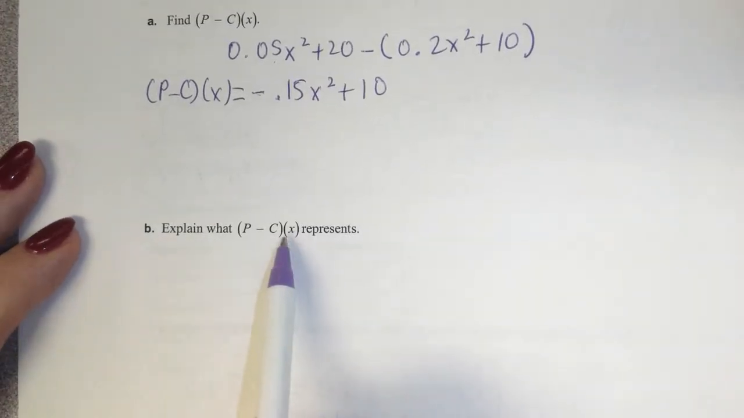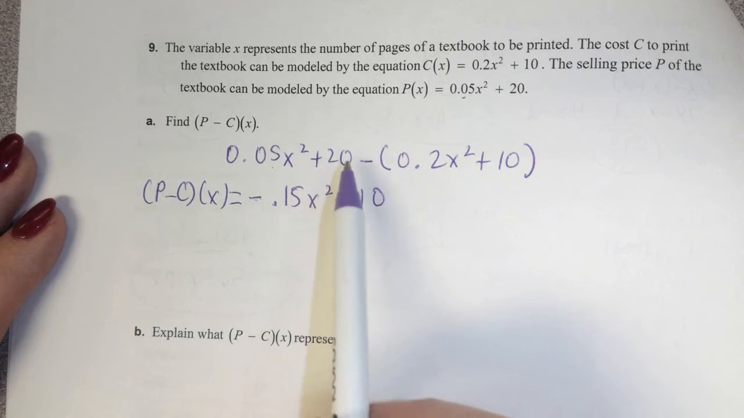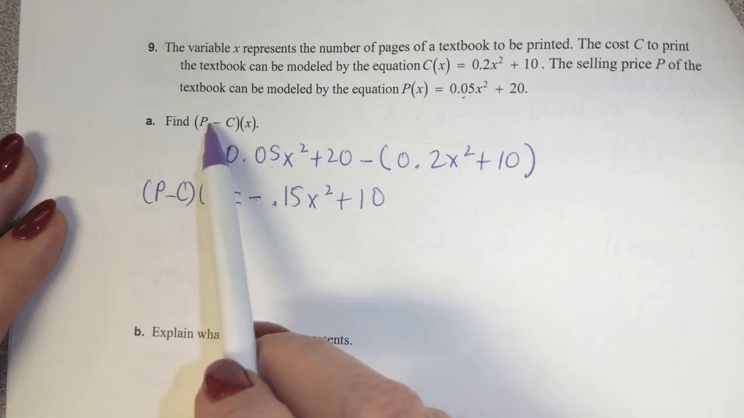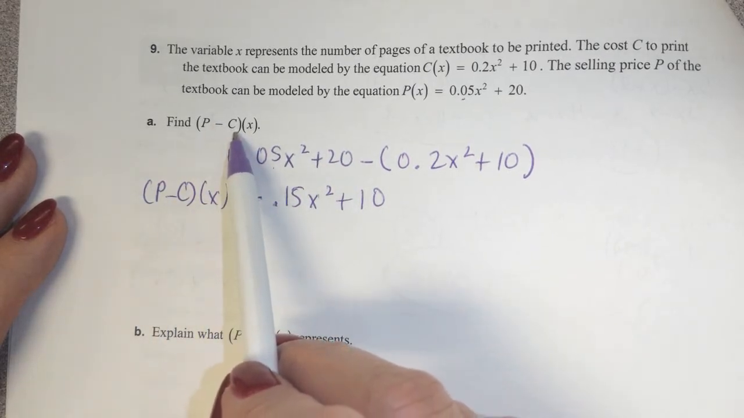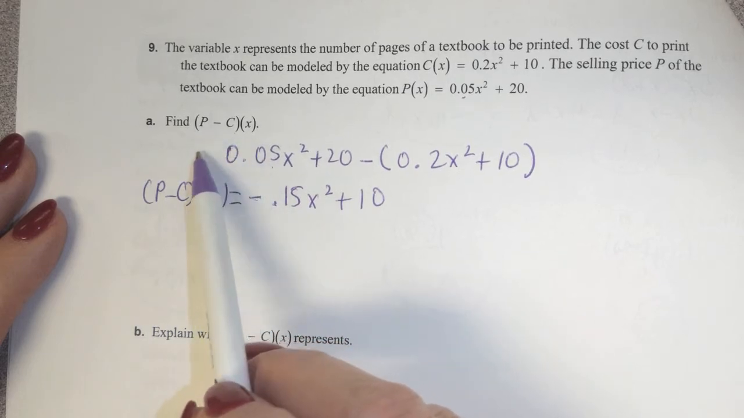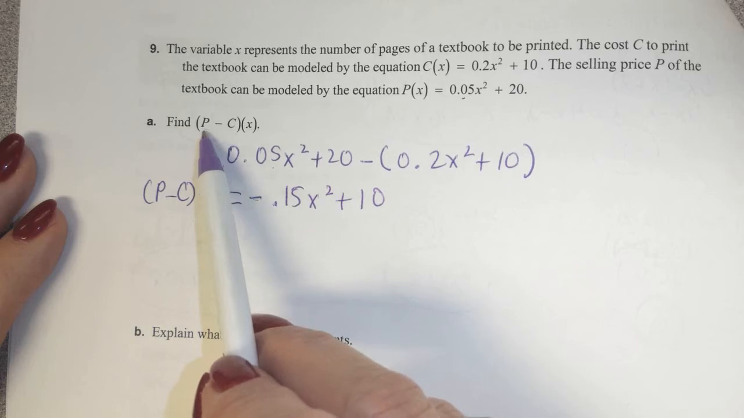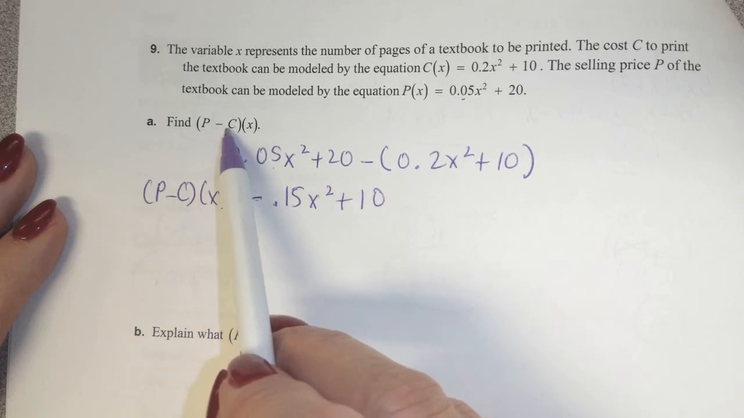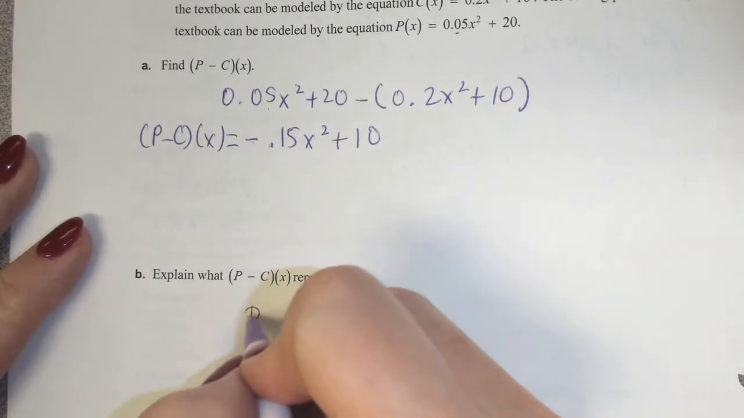Explain what this represents. Does anyone know what that would represent if we have the price minus our cost? Yeah, it's going to be our profit, isn't it? Because this is our price, that's how much we're selling it for, and this is how much it cost us, and so this is going to be the profit.